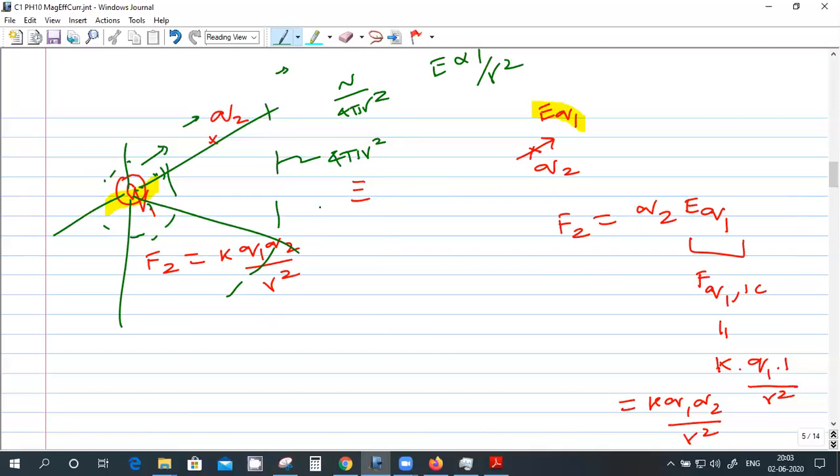Or the force, because force is nothing but just Q2 into E. There is no R dependence in Q2. So the R dependence of F will come from the R dependence of E, and the R dependence of E is 1 by r square. So the R dependence of F is also 1 by r square.